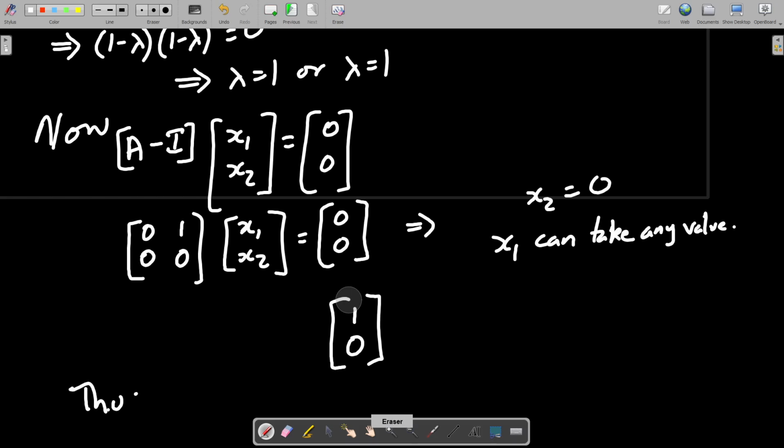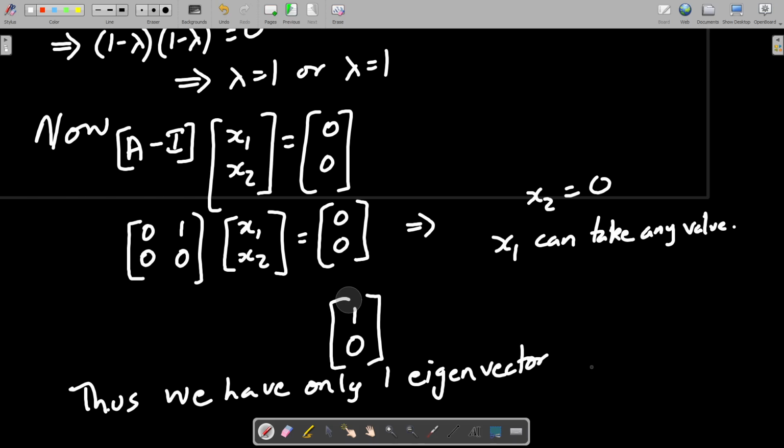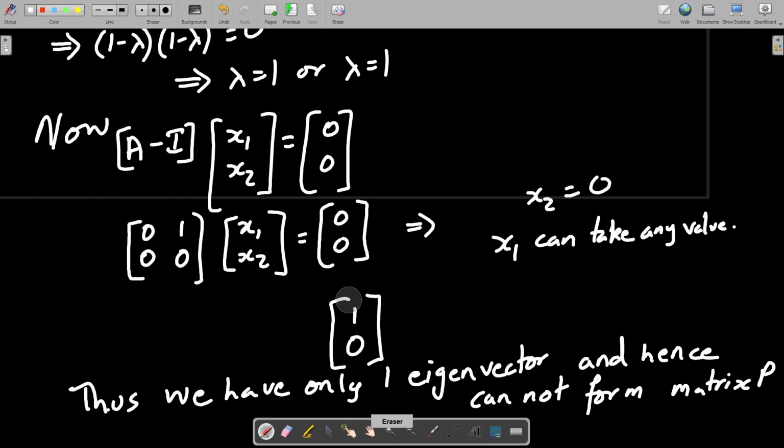So thus we have only one eigenvector. And hence, okay, we require two eigenvectors to form matrix P, so we are getting only one, so that cannot be done. Okay, clear? So with this we are done with this chapter.